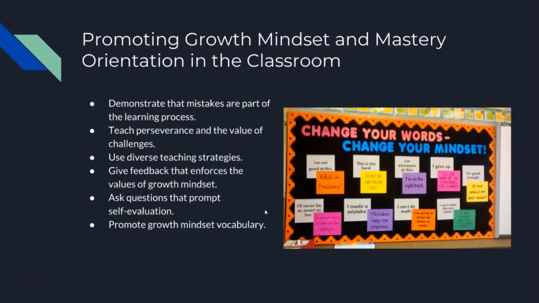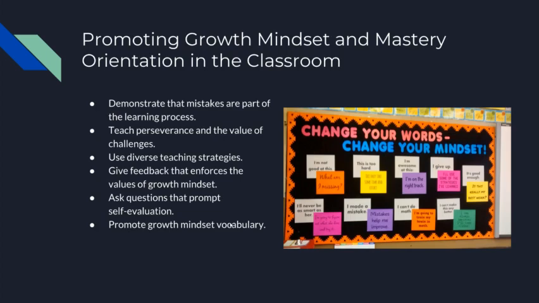Finally, let's look at ways to promote growth mindset and mastery orientation in the classroom. Some ways that we can promote growth mindset is by demonstrating that mistakes are part of the learning process. We can teach perseverance and the value of challenges, use diverse teaching strategies so that all students are able to learn in the way that fits them best and find things that they like. The next thing we can do is give feedback that reinforces the value of a growth mindset, as well as ask questions that promote self-evaluation.